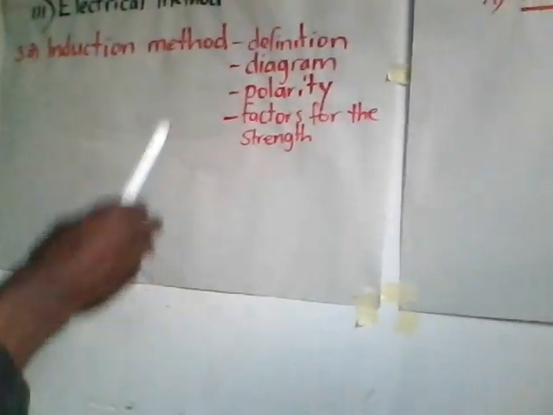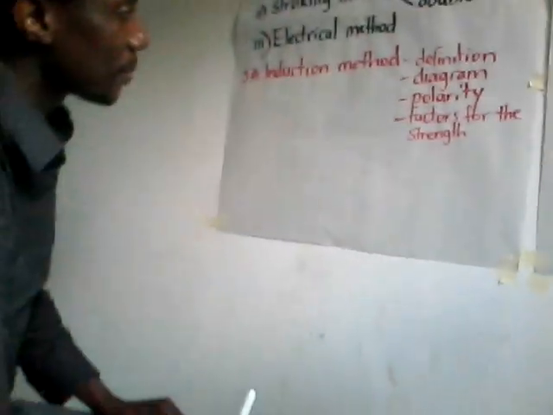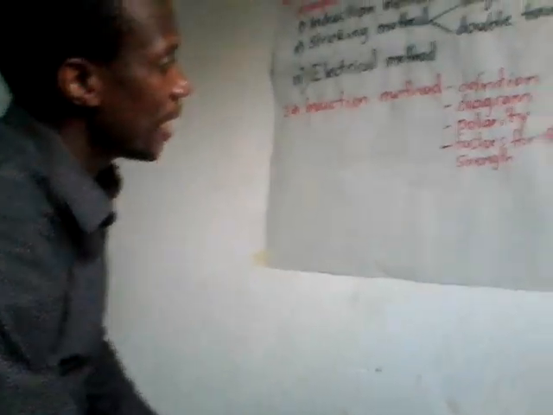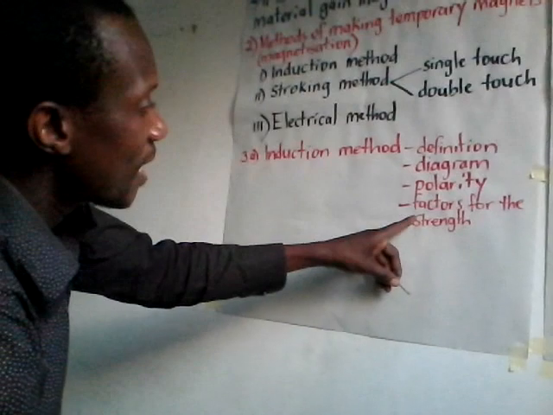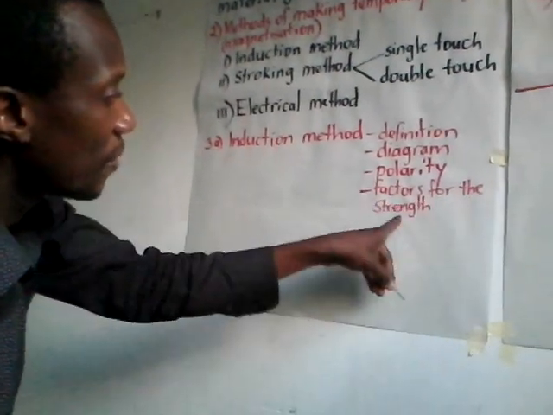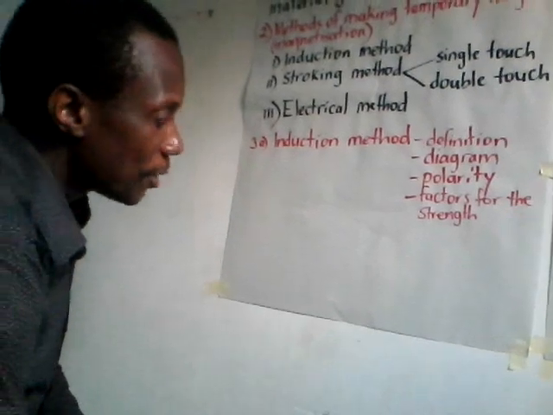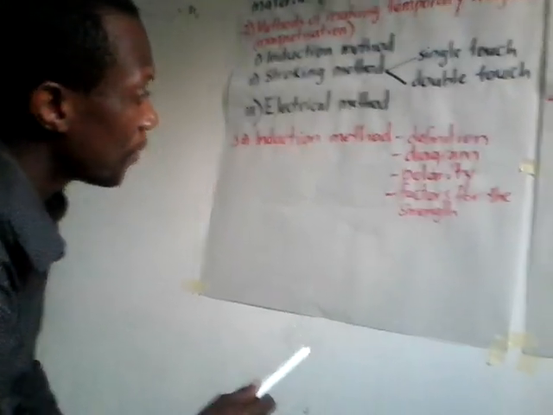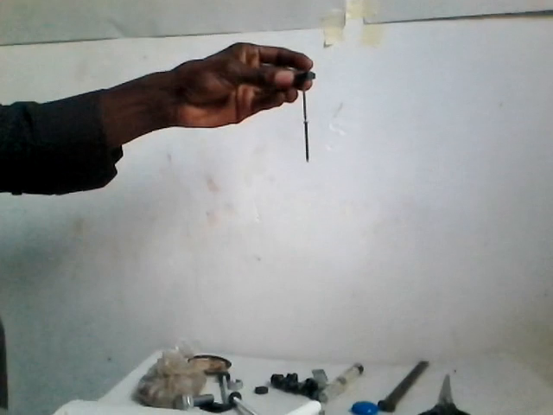The diagram we shall see in the theoretical segment. The poles we shall also see in the other segment. Factors responsible for the strength of this magnet: there are around 2 or 3 factors responsible for the strength of this magnet we have made by induction. Number 1, the strength of the permanent magnet.